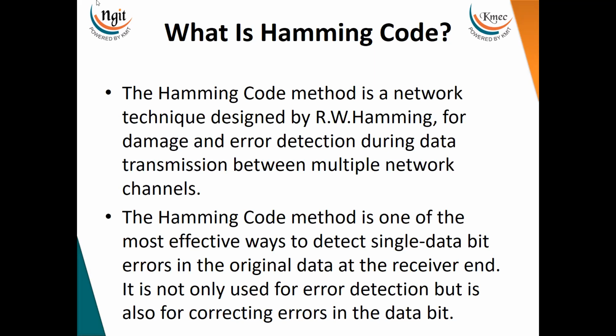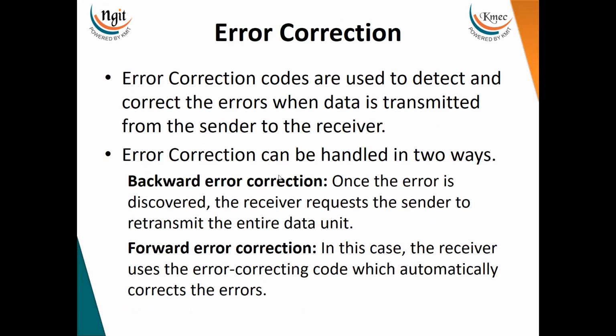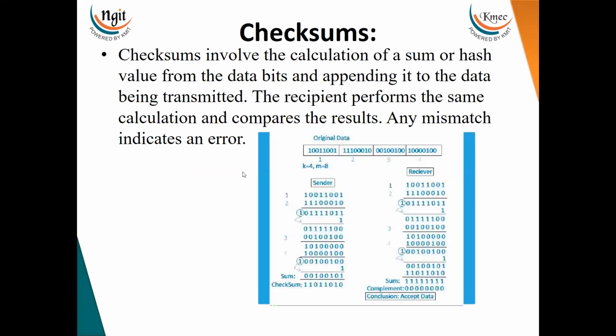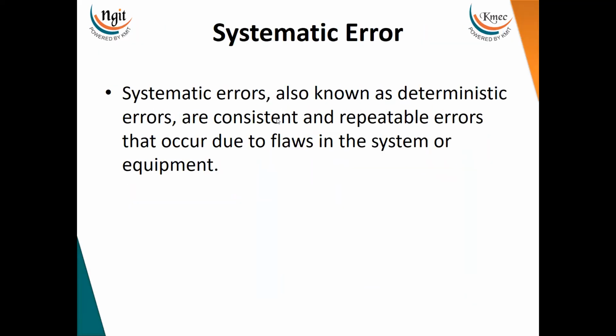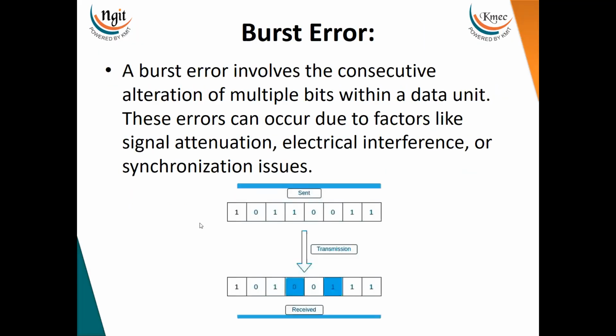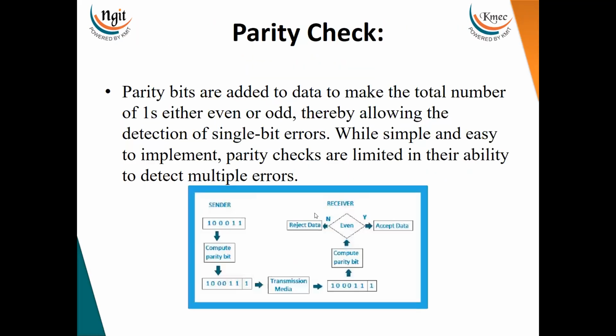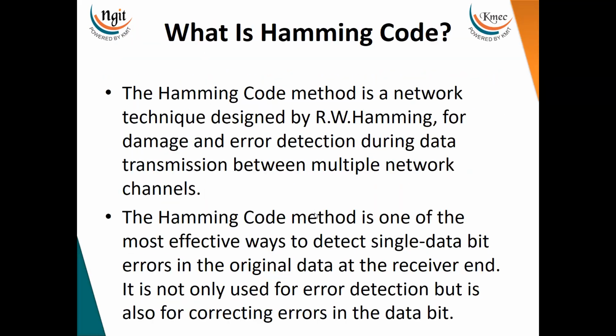In today's session, we'll learn about what is meant by Hamming code. In the last session, we learned what is meant by error detection and error correction, and what the different types of error detection techniques are. Now we'll learn about the Hamming code. Whenever we get an error problem, after detecting the error, we are going to correct the error by using some error correction methods. Now we'll see what is meant by Hamming code.